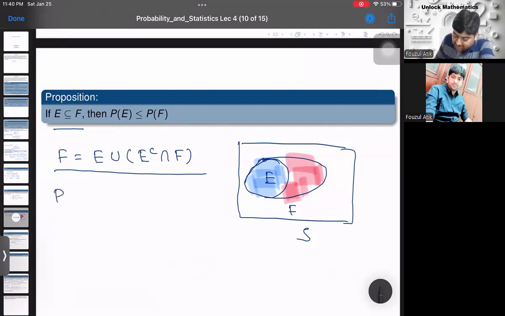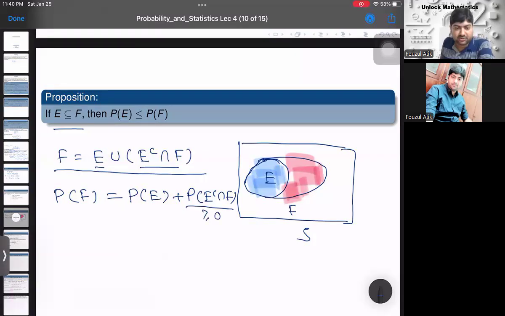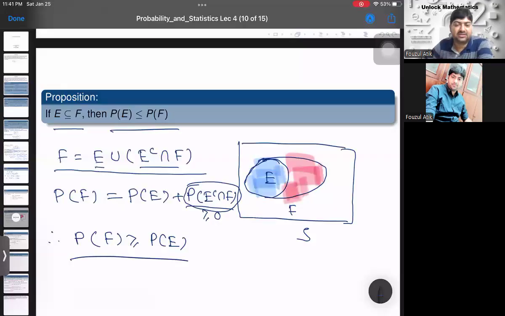Then I just apply the probability. So P of F is equal to, now these two are mutually exclusive, so I can write their probability as the sum: P of E plus P of (E complement intersection F). But this is the probability of some event. By axiom 1, I can certainly say that this quantity is greater than or equal to 0. Now, if this quantity is greater than or equal to 0, what can I say? Therefore, I can easily say that P of F must be greater than or equal to P of E, which gives this property: P of E is less than or equal to P of F. I hope it is clear. Let me move to the next property.